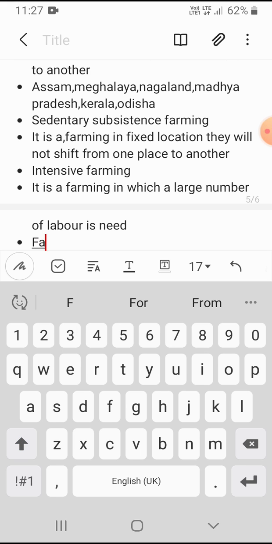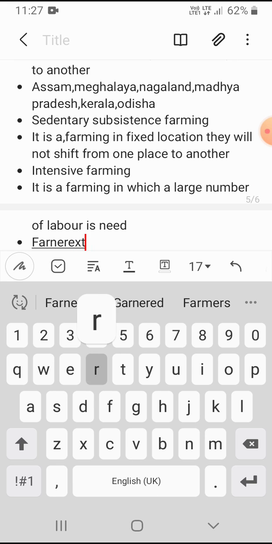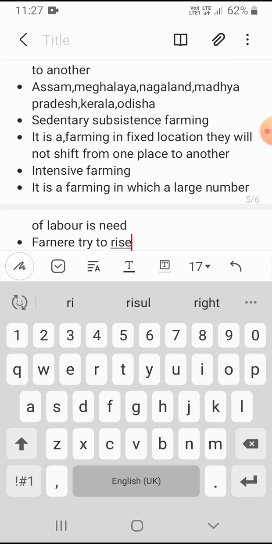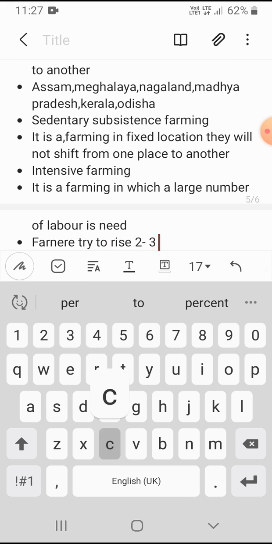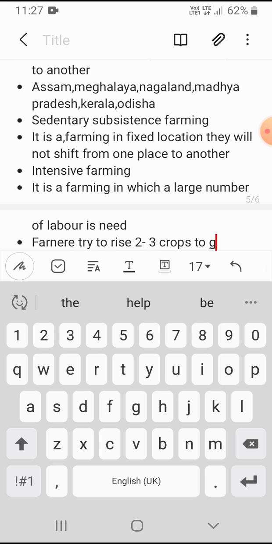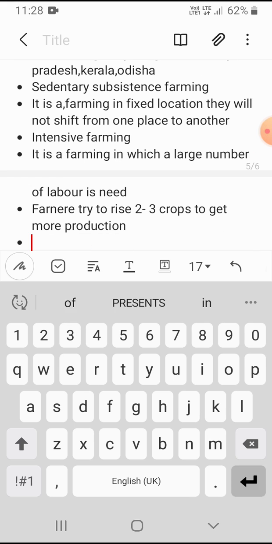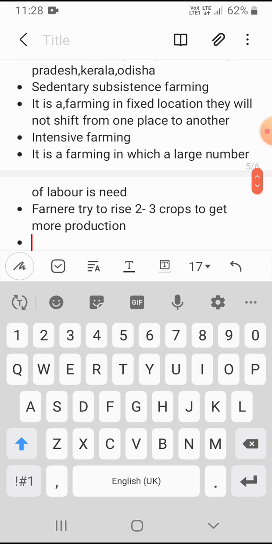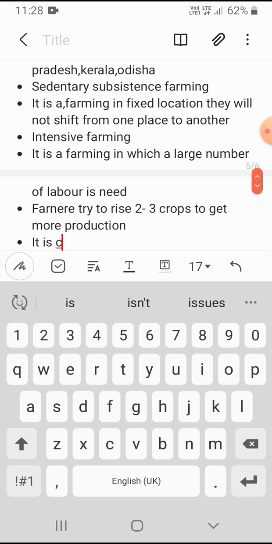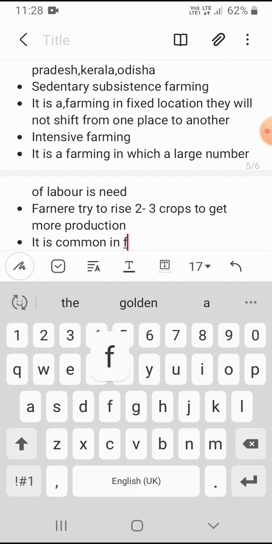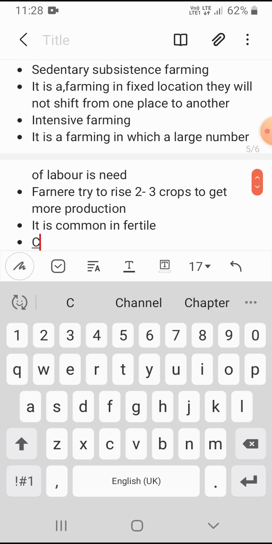And here farmers try to raise two to three crops to get more production and more money. It is common in fertile areas because the soil is very fertile, so the two to three crops will easily come. So this is common.